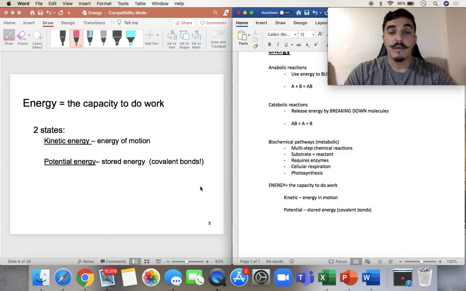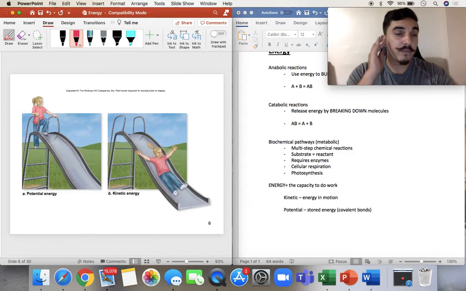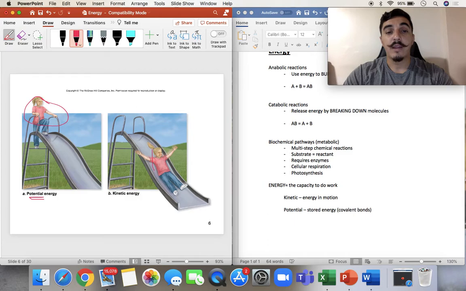Okay, so here's an example of potential and kinetic. It's a little girl on the swing. She's on top. She has a lot of potential to slide down. So when she's up here, that's potential energy. When she's already sliding down, that would be kinetic energy. Okay. So energy stored, energy in motion, potential, kinetic.